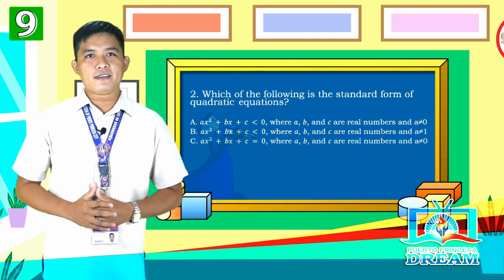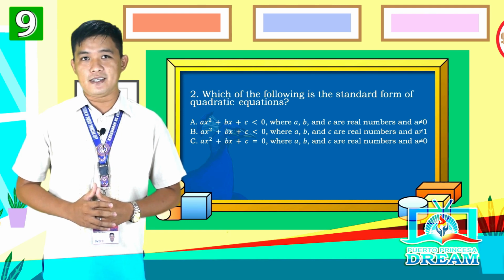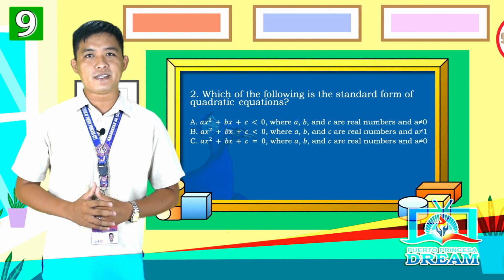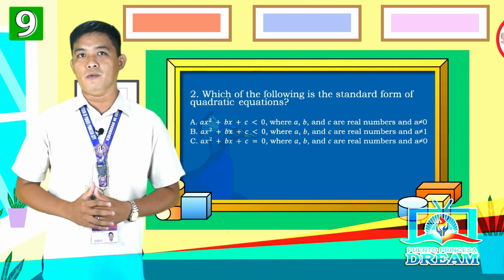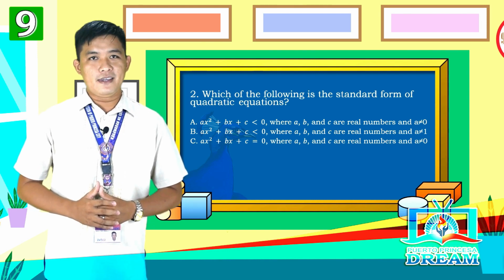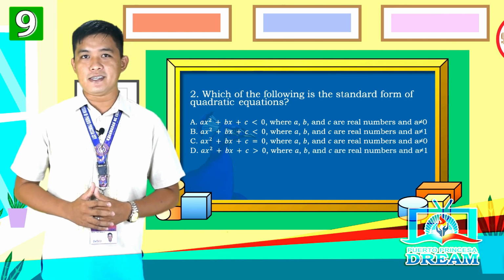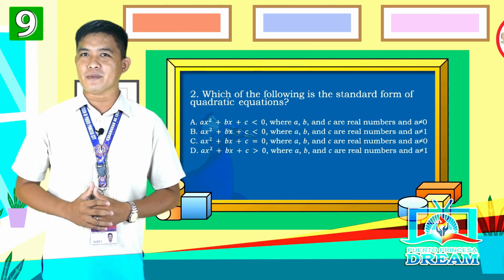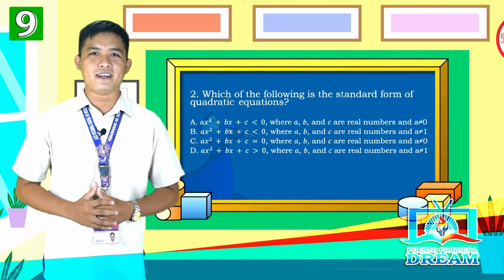C. ax squared plus bx plus c is equal to 0, where a, b, and c are real numbers and a is not equal to 0. D. ax squared plus bx plus c is greater than 0, where a, b, and c are real numbers and a is not equal to 1. Timer starts now.